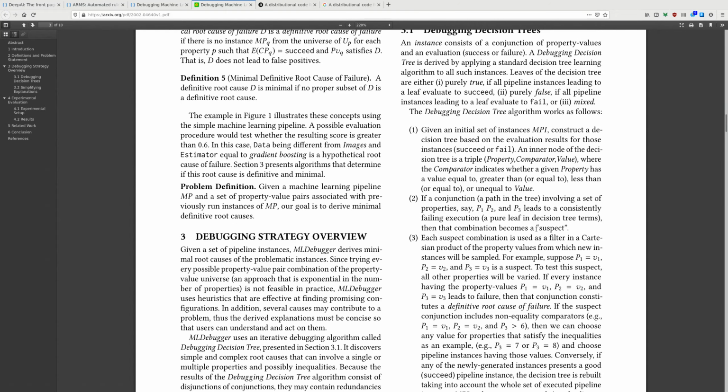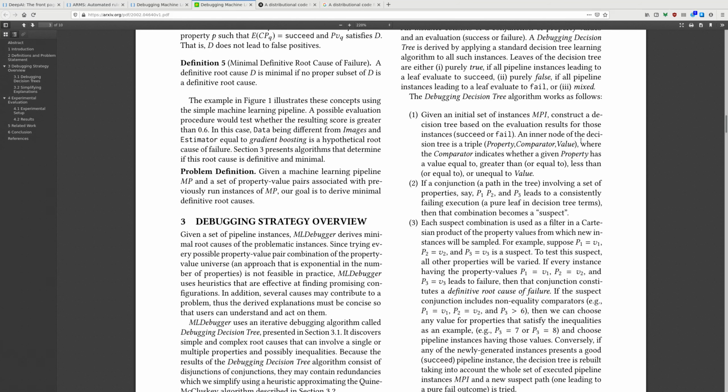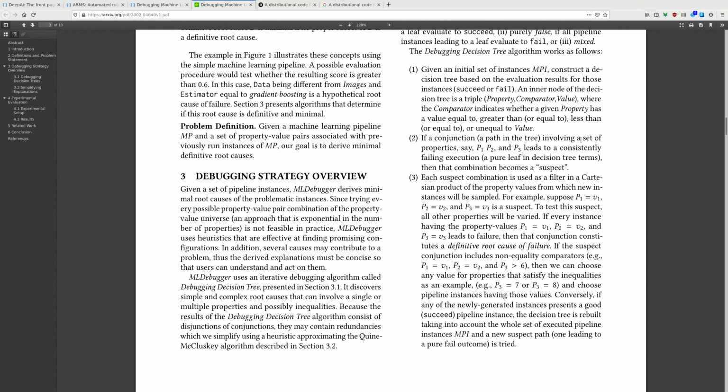Debugging decision trees. An instance consists of a conjunction of property values and an evaluation, success or failure. A debugging decision tree is derived by applying standard decision tree learning algorithms to all such instances. Leaves of the decision tree are either: one, purely true, if all instances leading to the leaf evaluated to succeed; two, purely false, if all pipeline instances leading to the leaf evaluate to fail; or three, mixed. The debugging decision tree algorithm works as follows. Given an initial set of instances, construct a decision tree based on the evaluation results of those instances, success or fail.